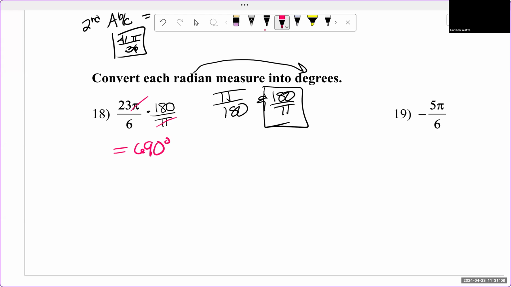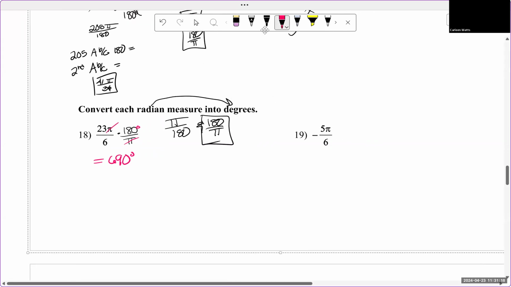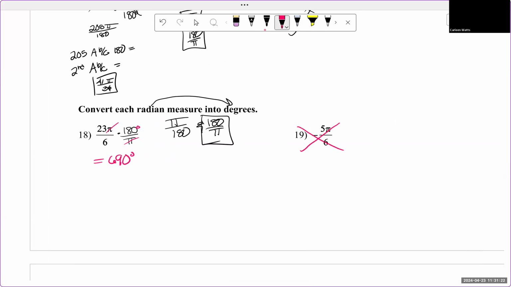690 degrees because this was degrees. Pi canceled, degrees are left. If there's a negative, just keep the negative. Don't forget the negative. But we're going to cross this one off, but it would be negative degrees.